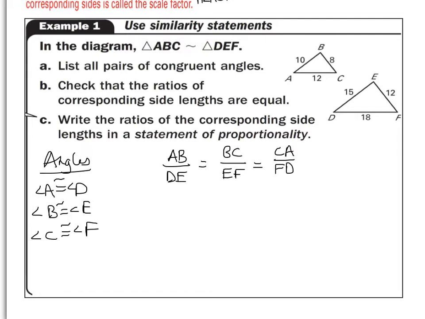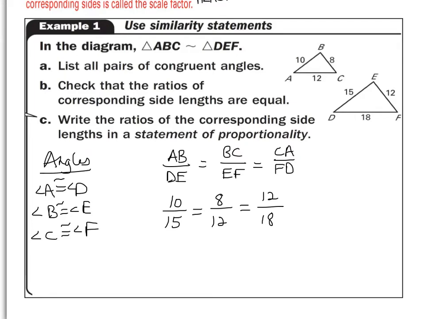So side AB is 10, side DE is 15, side BC is 8, and side EF is 12, and side CA is 12, and side FD is 18. Okay? So now what I have to do is reduce these fractions to see if they're all the same. If they're all the same, then these two shapes are similar. If they reduce to different numbers, then these two shapes are not similar to each other.